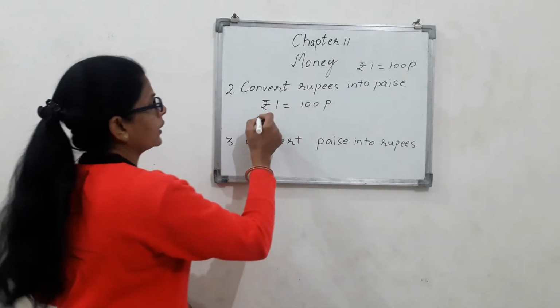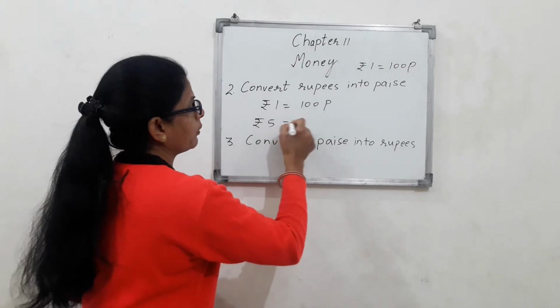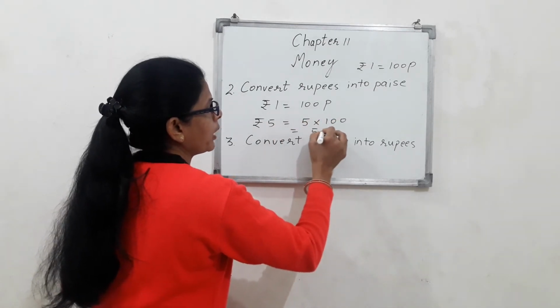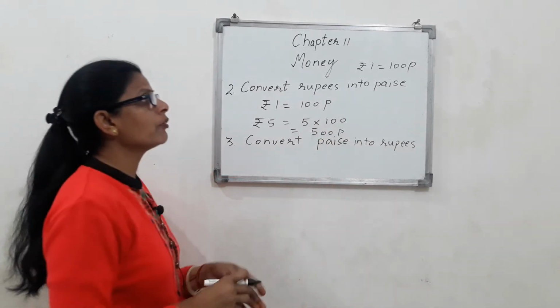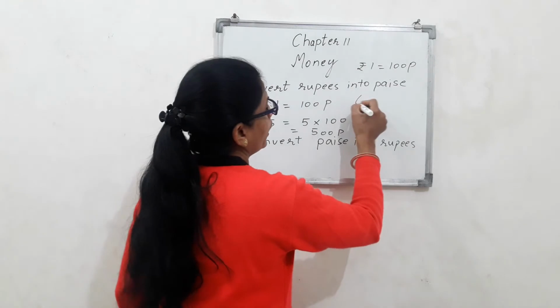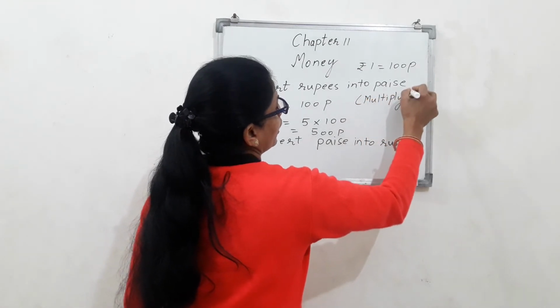So if we ask 5 rupees is equal to how much? We will multiply 5 by 100 and we'll get 500 paisa. So when we have to convert rupees into paisa, we multiply by 100.